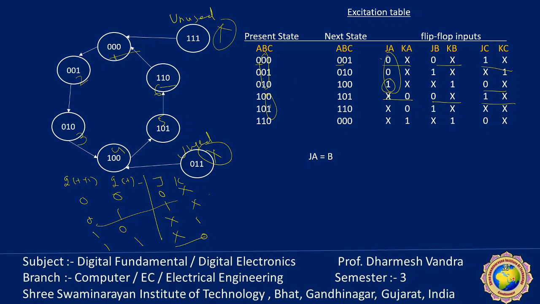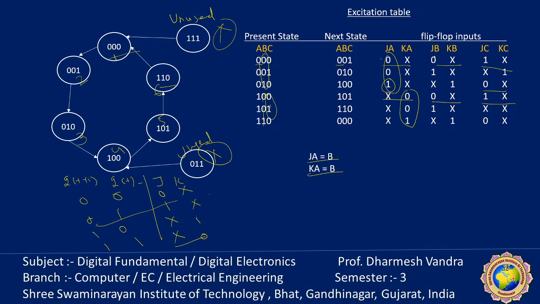And remaining all are don't care. So JA is B. Similarly KA is X X X 0 0 1. So see here 0 0 1, so it is also B, because in 0 0 1 only one this sequence follows B.